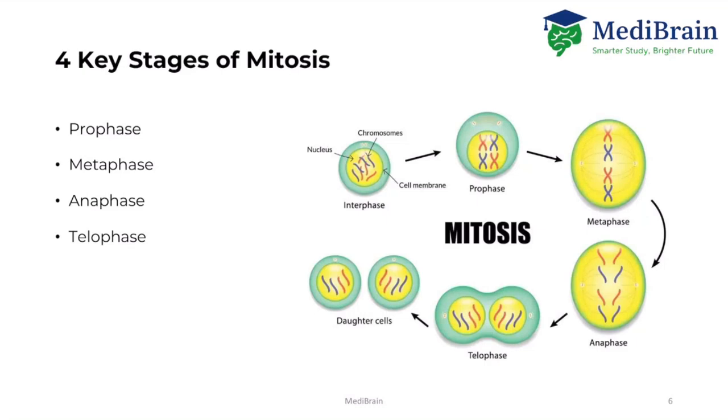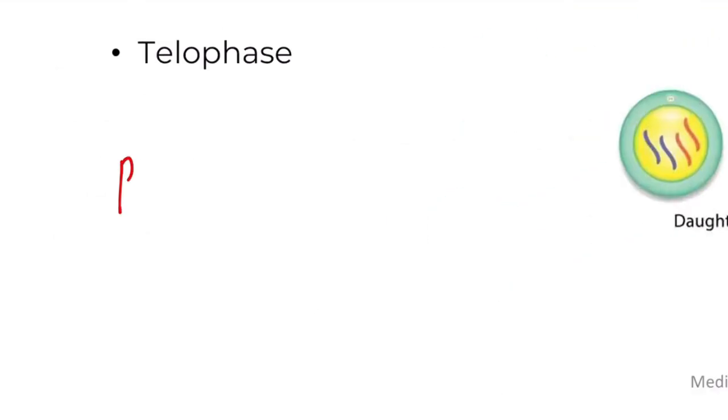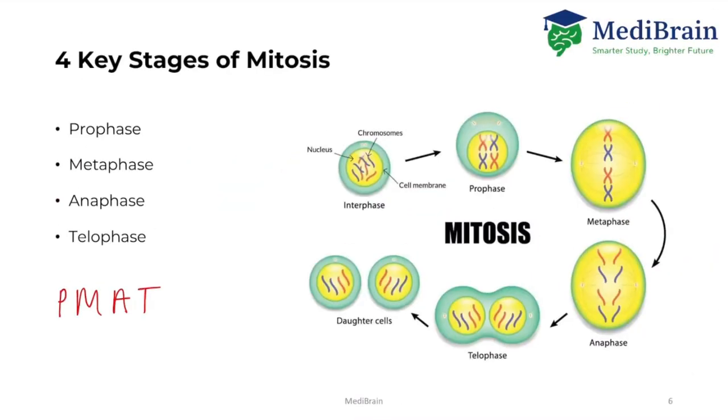And the way that you can remember this is by remembering this acronym, PMAT. If you remember that acronym, you know that P stands for prophase, M stands for metaphase, A stands for anaphase, and T stands for telophase. So those are the 4 stages of mitosis. The way that you remember it is by learning this PMAT. That's the acronym that I learned, and it stands for each of the stages of mitosis.